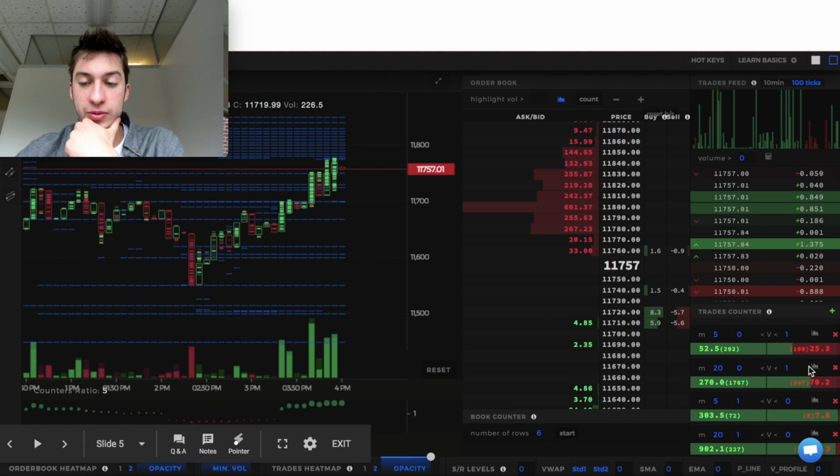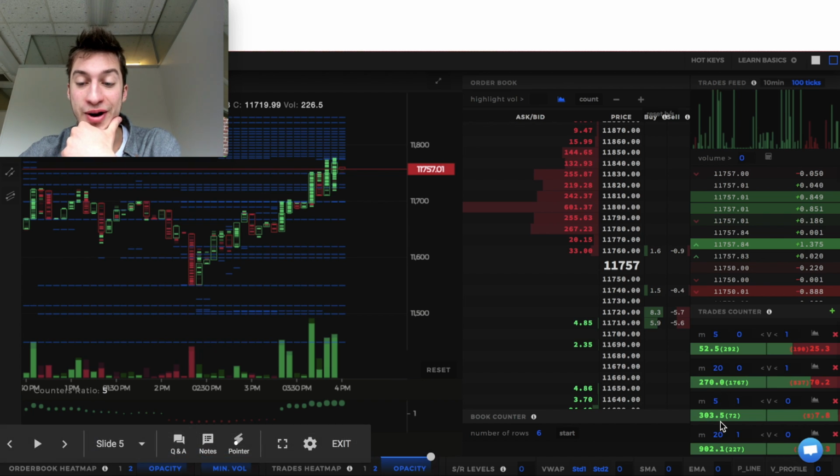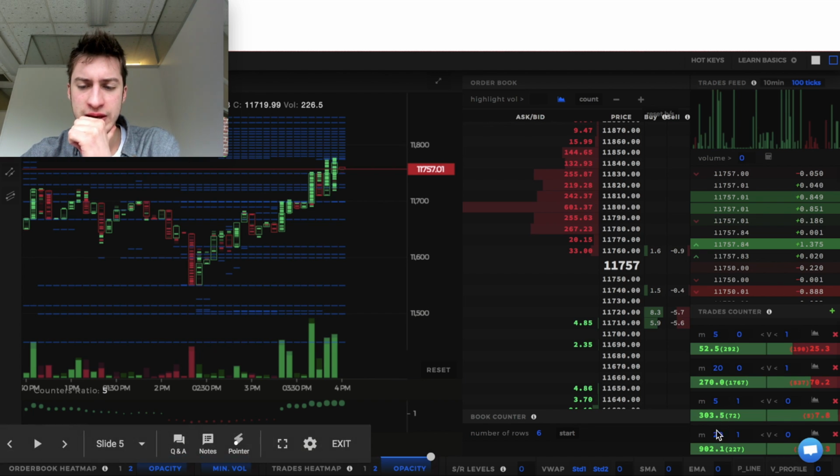52 Bitcoin were bought relative to 25. Okay, last 5 minutes, that's a lot of Bitcoin being bought, but not crazy. Okay, 270 Bitcoin bought in the last 20. That's pretty bad. 303 bought by large retail traders in the last 5 minutes. That's a pretty bad sign as well that we're reaching a market top. Now the kicker, 900 Bitcoin were bought in 20 minutes.